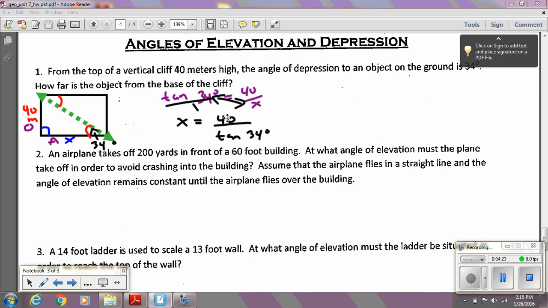So that means I'm going to divide 40 by tan of 34. And you can put it in the calculator in one step. If you don't trust yourself to do it correctly in one step, then take it in stages and find tan of 34 first and then divide. But you can set up the fraction in your calculator, 40 over tan of 34, not tan inverse, and you would get approximately 59.30 meters to answer the question.